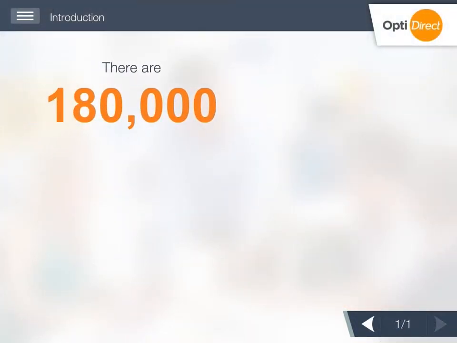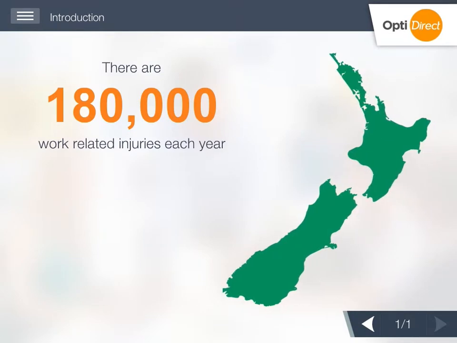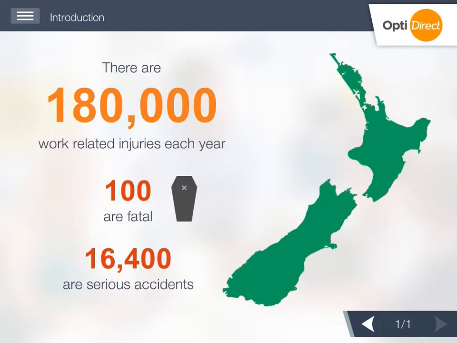There are 180,000 work-related injuries in New Zealand each year. 100 are fatal. 16,400 are serious accidents, resulting in broken bones, lost limbs, disabilities, and horrific life-altering injuries.